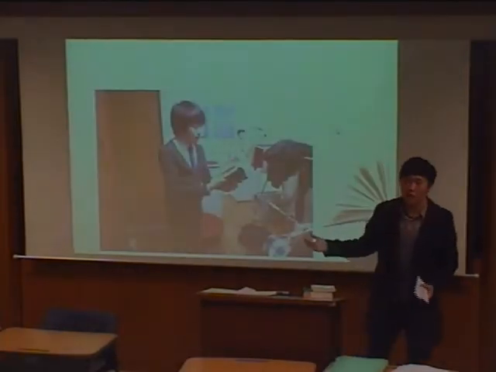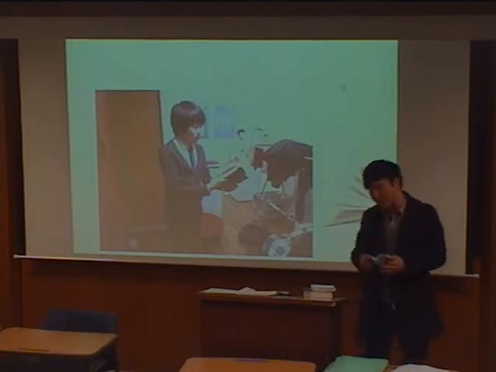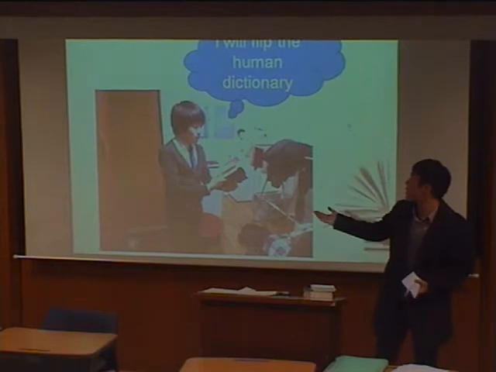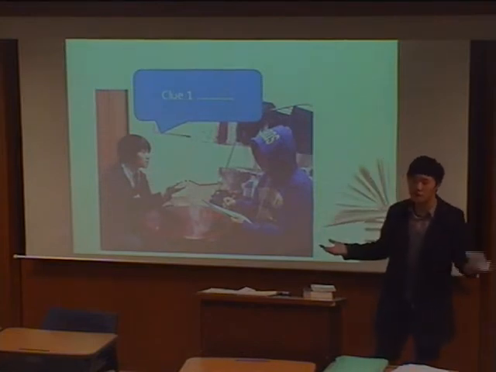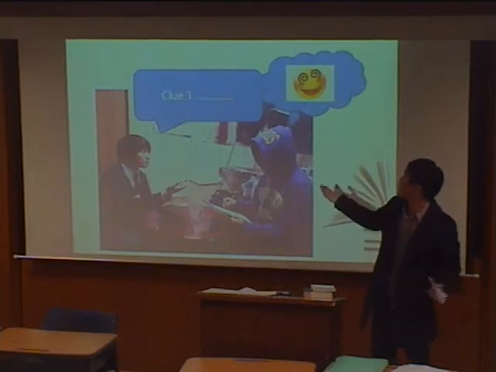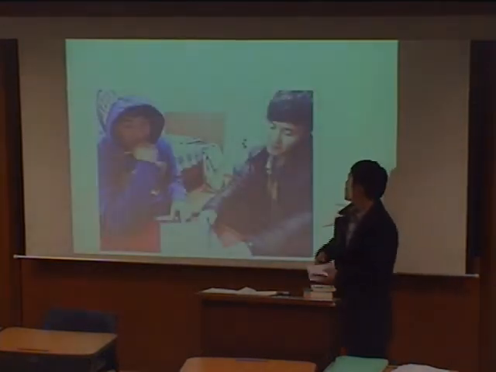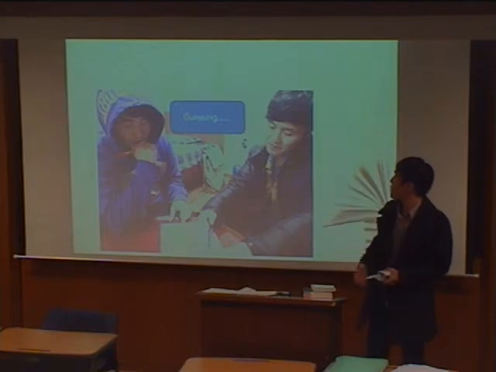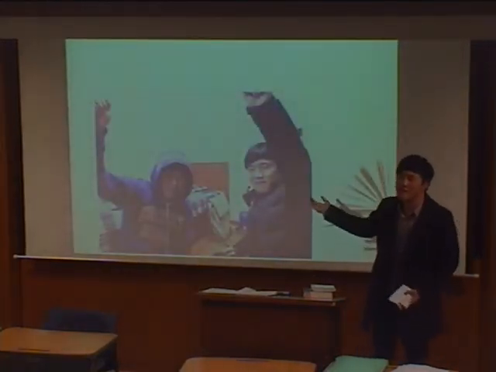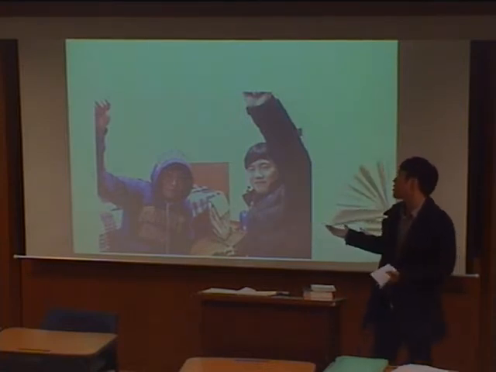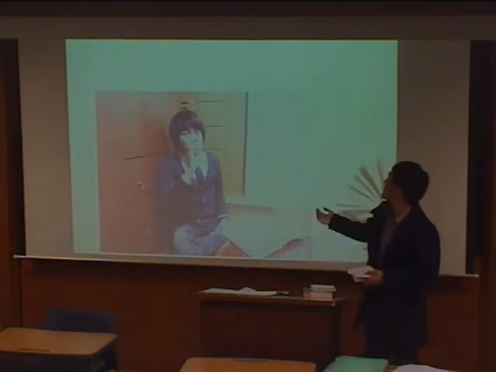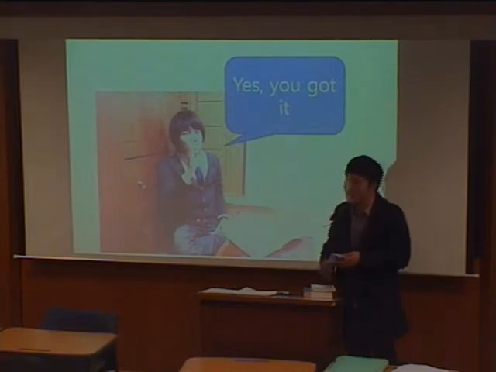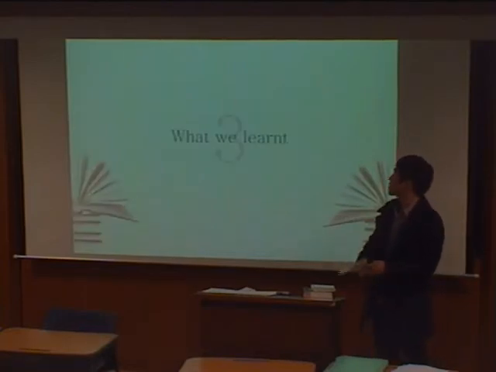Now I'm going to explain the way of our project. At first, the teacher briefs the human dictionary and then gives some clues to students. For example, he said, he was an Italian astronomer and physicist. And then students guess who he is. Then students ask some questions to the teacher to get the correct answer, like, is he Galileo, and so on. And then the teacher says, yes, you got it. Anyway, as you see, our project works in this way. So, moving on to the next part. What did we learn?